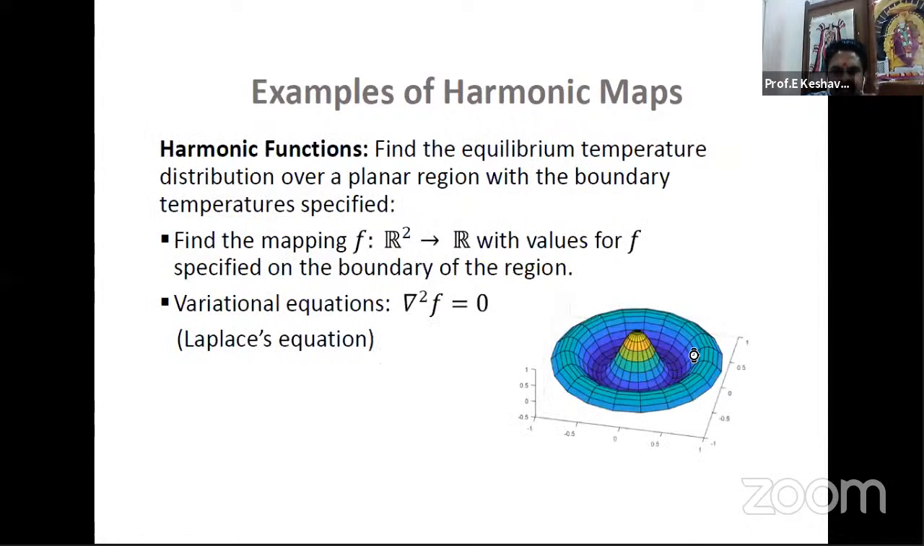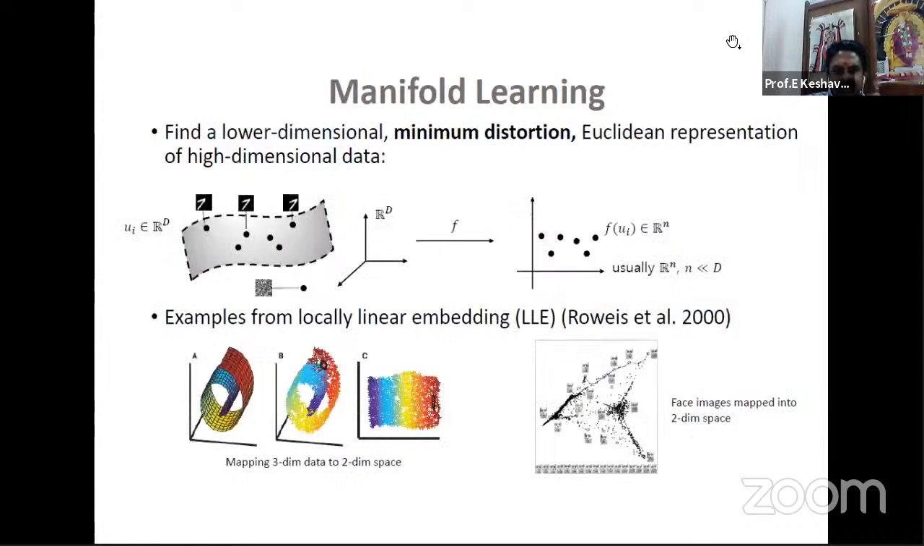Now, another example of a harmonic map, if you see this diagram: find the equilibrium temperature distribution over a planar region with a boundary temperature specified. That is from R2 to R, with values of f specified on the boundary of the region. The variational equation, as I already told you, is del square f equals 0, the Laplace equation. This is an example of harmonic maps.